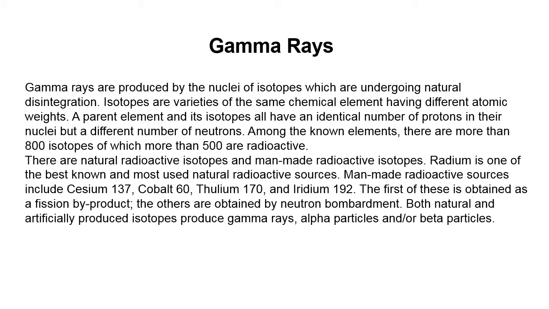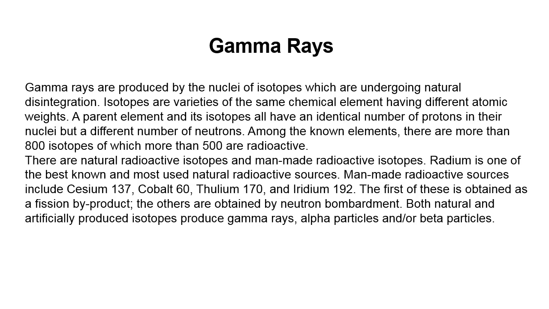Gamma rays are produced by the nuclei of isotopes which are undergoing natural disintegration. Isotopes are varieties of the same chemical element having different atomic weights. A parent element and its isotopes all have an identical number of protons in their nuclei, but a different number of neutrons. Among the known elements, there are more than 800 isotopes, of which more than 500 are radioactive.